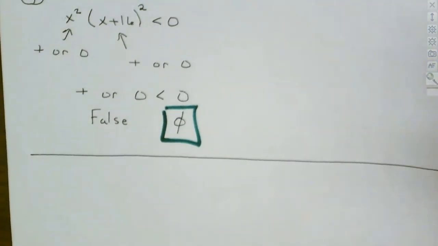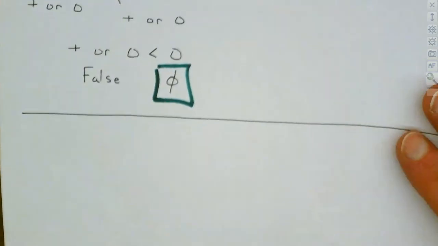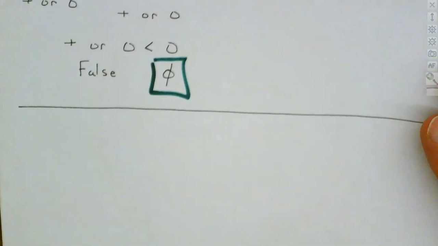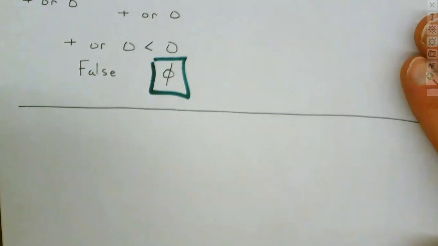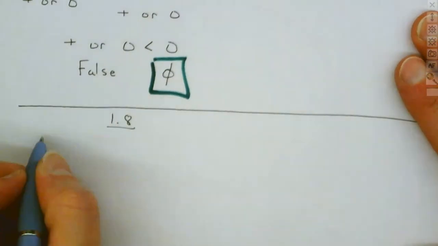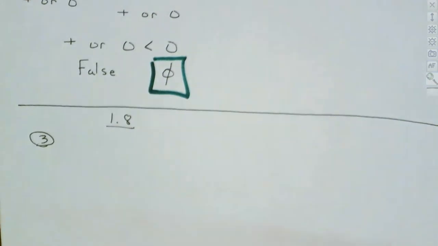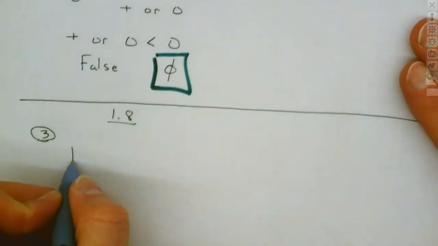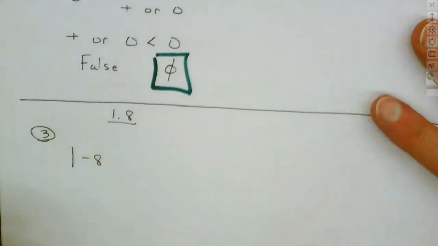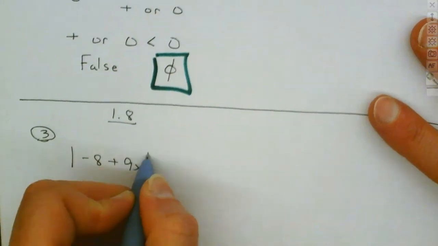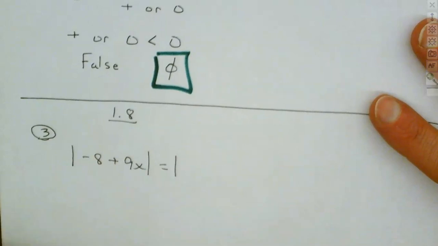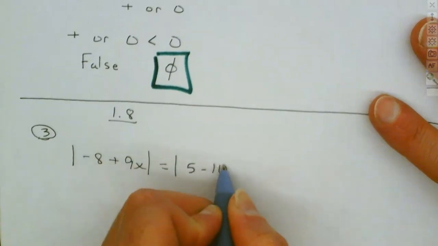Did we have any others out of 1.7 to look at? Anything else out of 1.7? Okay, we did have a couple of questions out of 1.8. Well, actually just one. 1.8 is absolute values. And so let's look at 1.8. Let's look now at question 3. And we have a minus 8 plus 9x equals the absolute value of 5 minus 10x.